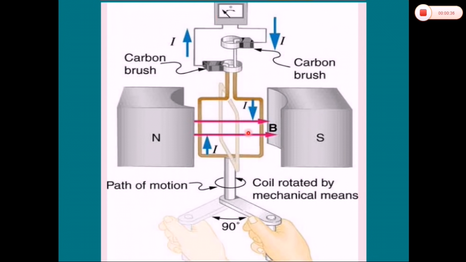Therefore, in an AC generator, the electric current reverses its direction periodically. We will also study a graph that shows how the size of the induced EMF changes as the coil rotates. One complete rotation of the coil in the magnetic field gives one cycle of AC.